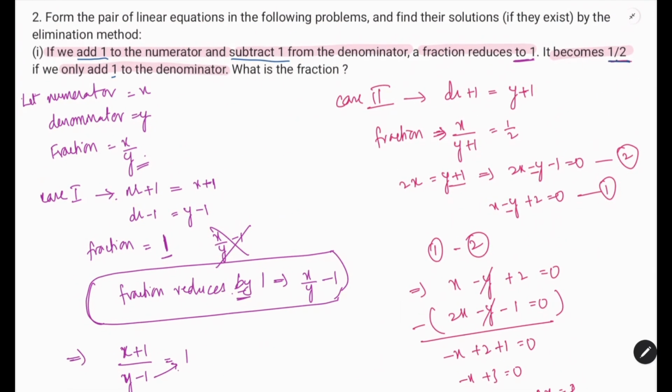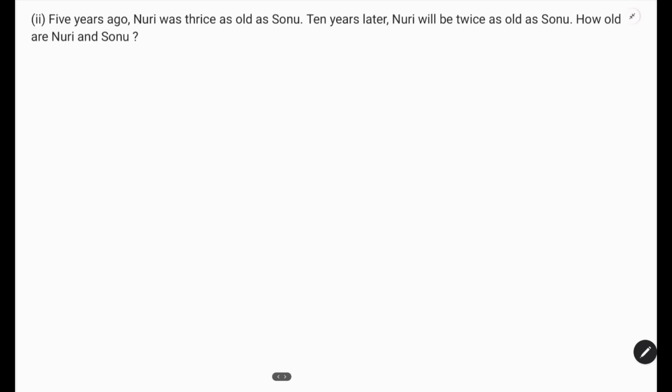Okay, the next one. 5 years ago means before 5 years. Noori was thrice as old as Sonu. Here two people are there, Noori and Sonu. Let the present age of Noori be x years and the present age of Sonu be y years.